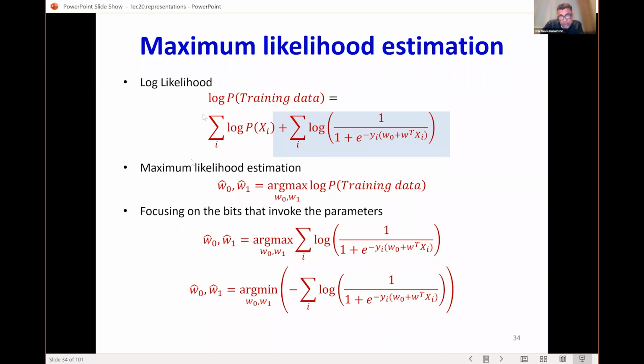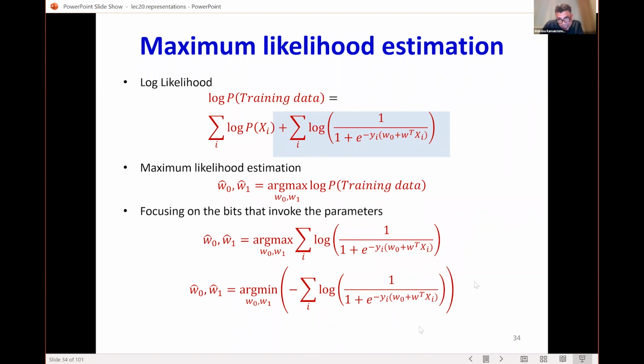And so using the maximum likelihood estimation procedure, our best guess for W0 and W1 is simply going to be the W0 and W1 that maximizes the log likelihood or the log probability of the training data, which is going to be the argmax over W0 and W1 of this term in blue, because the first term doesn't depend on the parameters of the model itself. But alternately, this is going to be the argmin over the parameters of minus the summation over all training instances of the log of the probability assigned to that instance by the model.